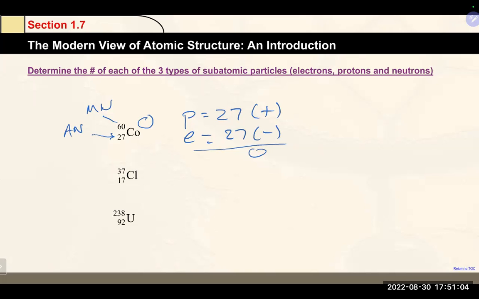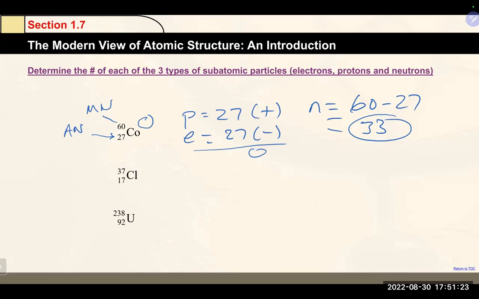Our number of neutrons would be found by taking the mass number minus the atomic number. So neutrons would be, in this case, 60 minus 27, which is 33. Any questions on that one there?